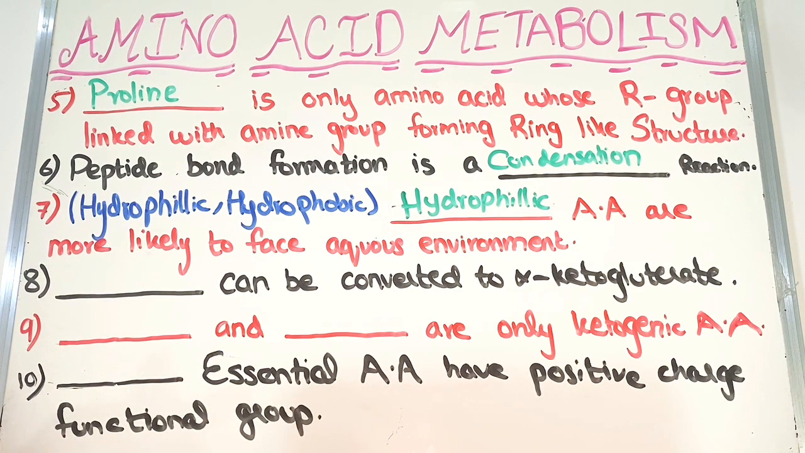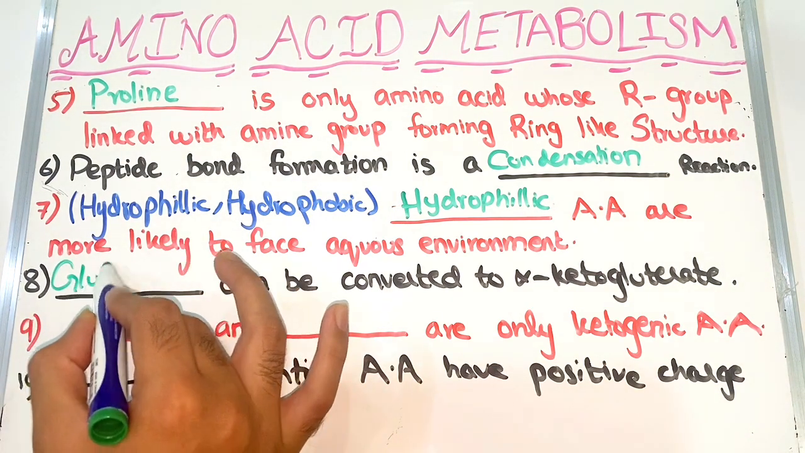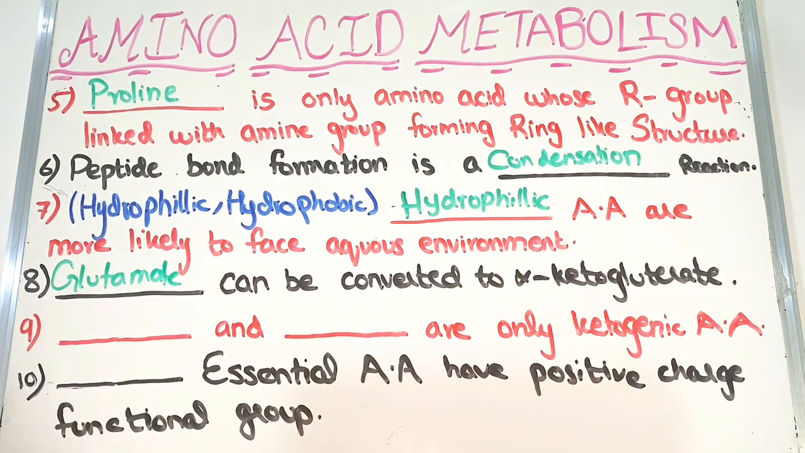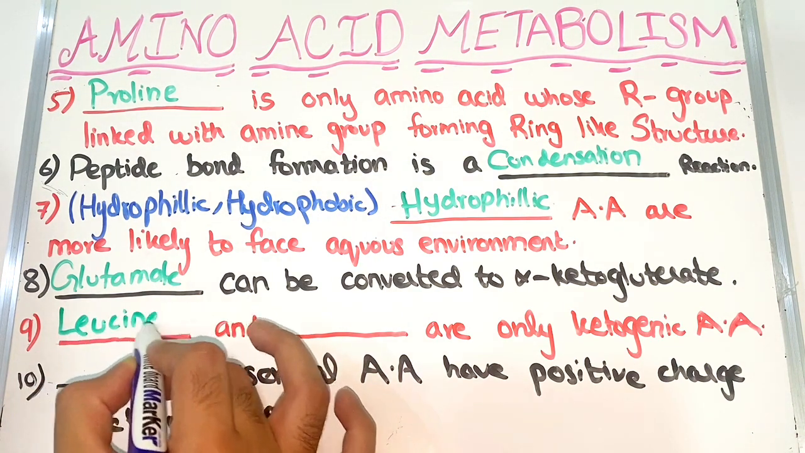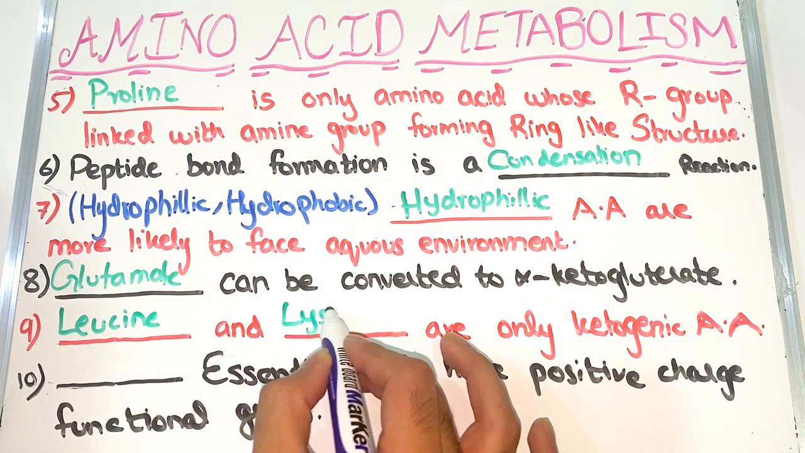We know there's only one molecule in amino acid metabolism which converts into alpha ketoglutarate by releasing NH3, ammonia, and that is glutamate. The next question is also a new question for you: dash and dash are the only ketogenic amino acids. Ketogenic amino acids are those in which the amino acid is converted into acetyl CoA, not into pyruvate, which is for glycogenic amino acids. So the ketogenic amino acids are leucine and lysine.